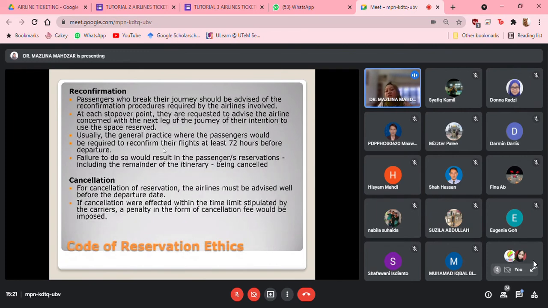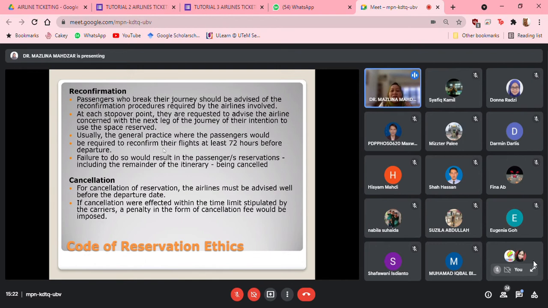Okay, reconfirmation practice. Reconfirmation is a procedure which is required by airline if the passenger break their journey at a particular transit point, before continuing journey dia break more than 3 days ataupun 72 hours. Jika itu berlaku, katakan saya Kuala Lumpur Miri ke Mulu, saya nak pergi ke Mulu tapi saya duduk kat Miri melebihi 3 hari. I break my journey in Miri more than 72 hours before I continue to my destination, which is Mulu, contoh.